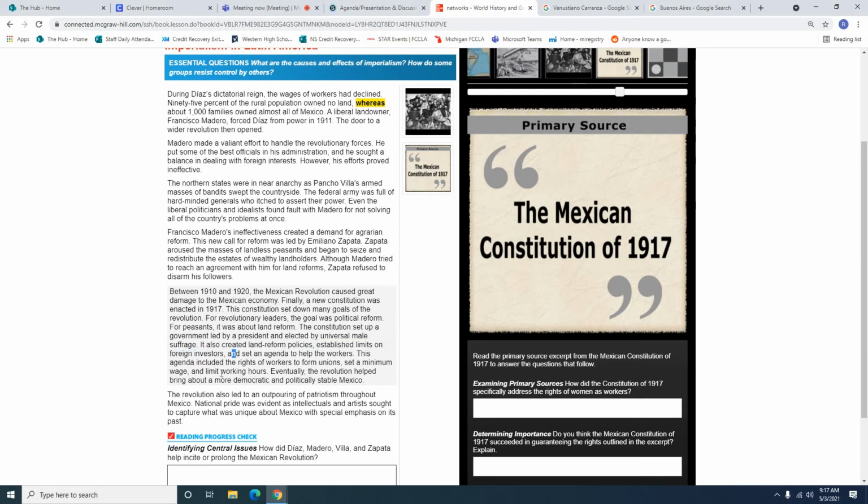It sets limits on the working hours in the day and raises the minimum wage limit. You can unionize. And workers of those unions have voting rights.